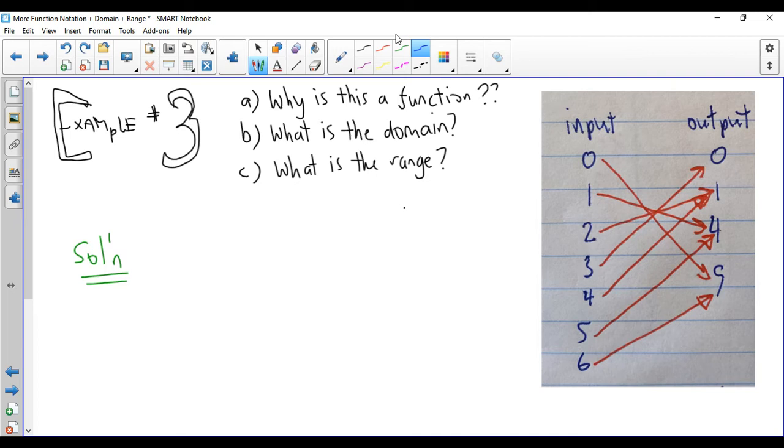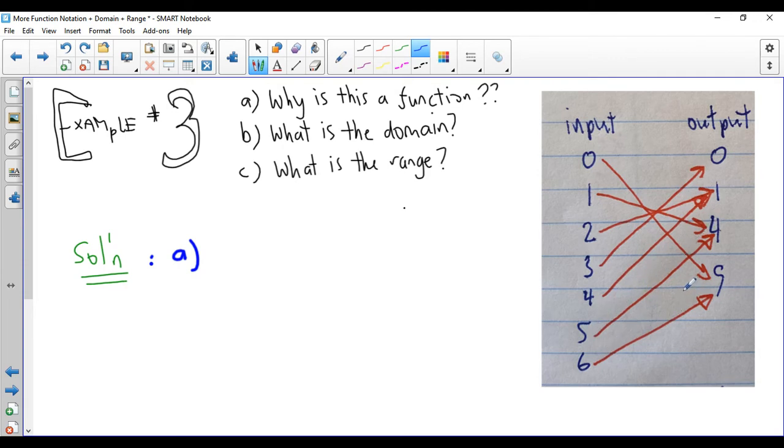So, all right, sorry. So is it a function? Well, again, for every function, for every input, there's only one output. So let's look. 0 goes to 9, 1 goes to 4, 2 goes to 1, 3 goes to 0, 4 goes to 1, 5 goes to 4, 6 goes to 9.